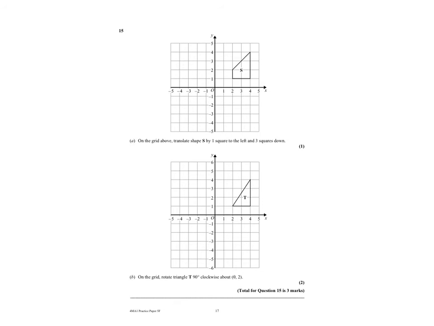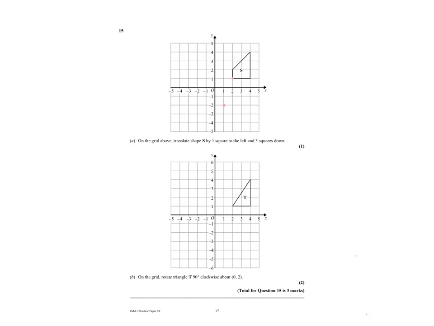Question 15. On the grid above, translate shape S by 1 square to the left and 3 squares down. So if I pick a point, if I go left 1 square and 3 down, 1, 2, 3, I end up here. Now I'm just going to rub out my working. So 1 left, 3 down. This point is now where that shape is on S.